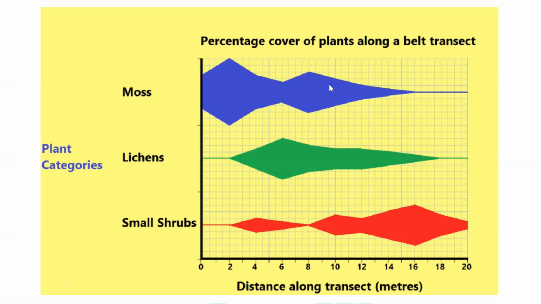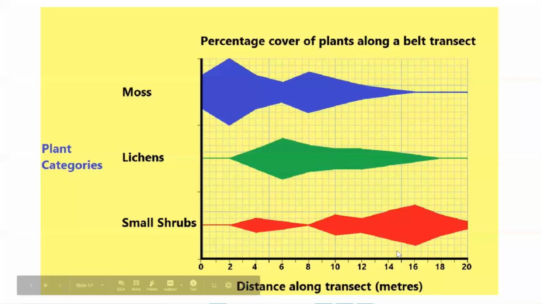So can you tell me, at 16 meters from the starting point, which species population, or percentage cover, is the lowest? Lowest percentage cover of which species at 16 meters? You can answer in the chat box. Moss. Okay, everyone is saying moss, 16 meters.